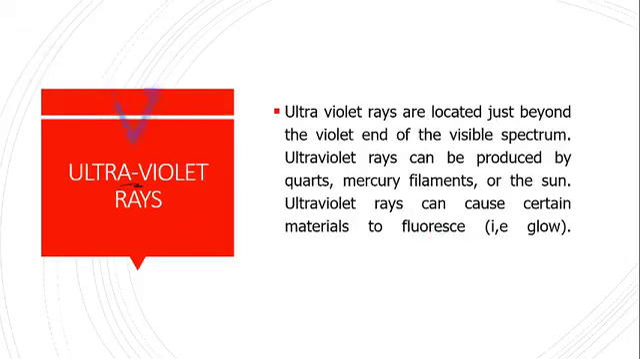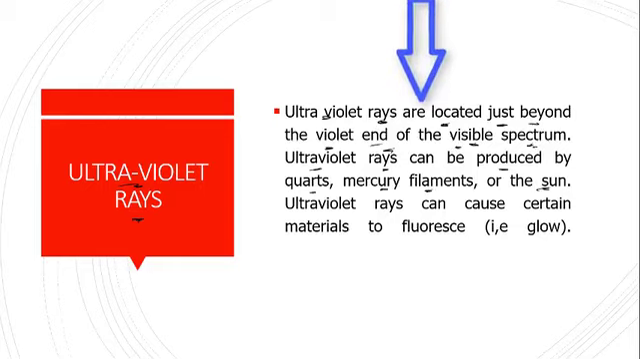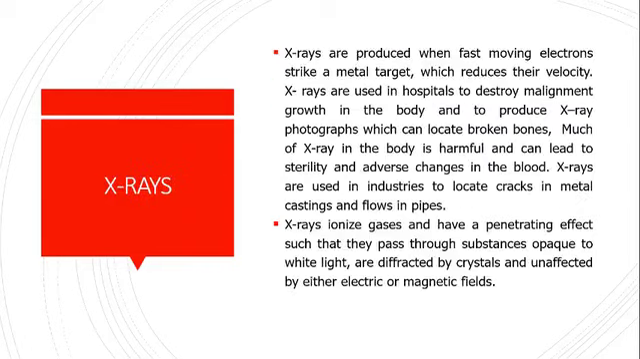Alright, let's talk about ultraviolet rays. Ultraviolet rays are located just beyond the violet end of the visible spectrum. Ultraviolet rays can be produced by what we call quartz or mercury filaments, or even by the sun from solar energy. That is the reason why some materials have the capacity to fluoresce. When we say fluoresce, we mean glow. So ultraviolet rays can cause certain materials to glow.